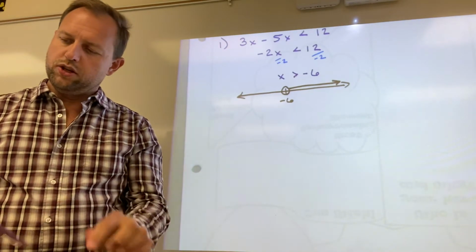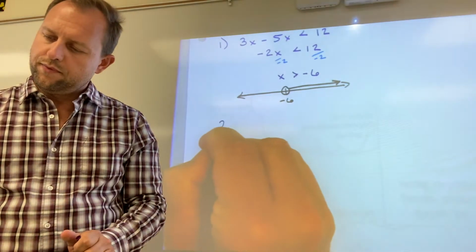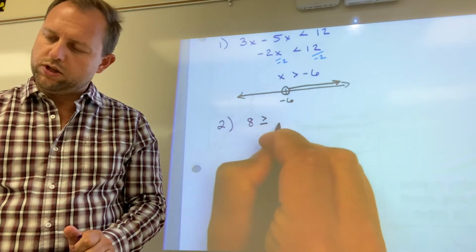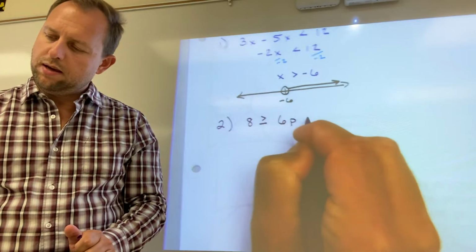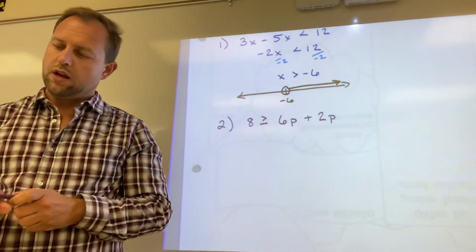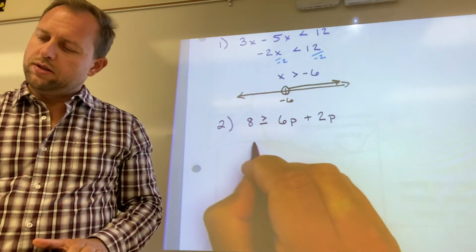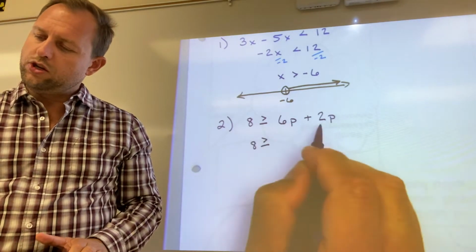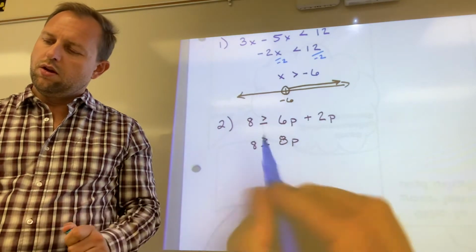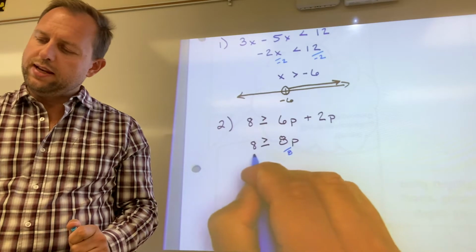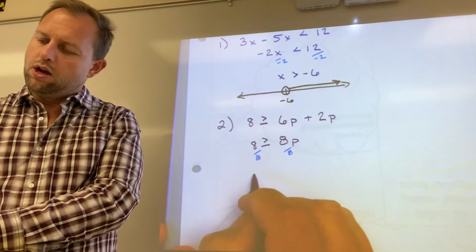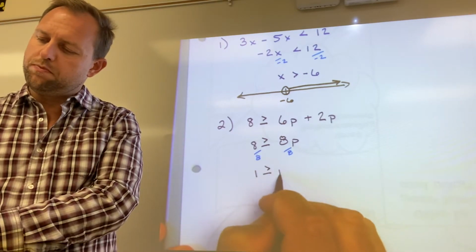Our second inequality: 8 is greater than or equal to 6p plus 2p. We can combine like terms. The 6p and the 2p add up to 8p. And we can divide through by 8. In this case, the 8 is positive, so it does not change our inequality. 1 is greater than or equal to p.